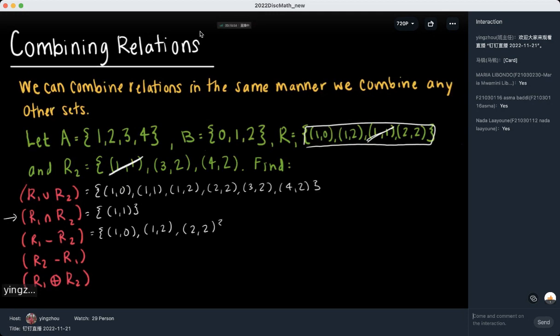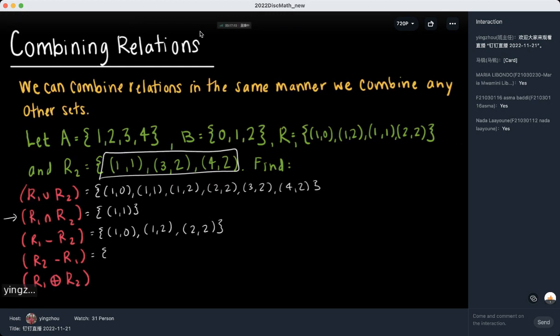And (2, 2) is in R1 minus R2, again, because it's not being taken away by any of the elements in R2. We're going to use that same logic going in reverse. So going in reverse, I'm starting with R2. And if it also is in R1, then it's not going to be in the difference of the two relations.